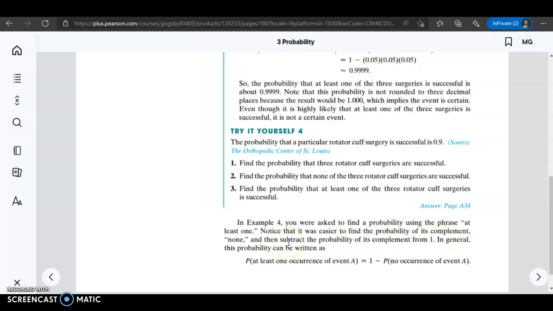So notice that it was easier to find the probability of the complement, which is none. You can think of the word complement as meaning opposite. So the opposite of at least one is none. Remember, at least one means one or more. So the opposite of one or more is none. In other words, you find the probability of none, and then subtract that probability from one. That's what this formula is communicating. If you're asked to find the probability of at least one of an event, that's equal to 1 minus the probability of no occurrence of that particular event.